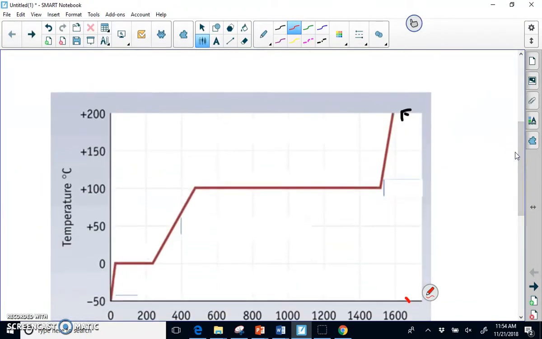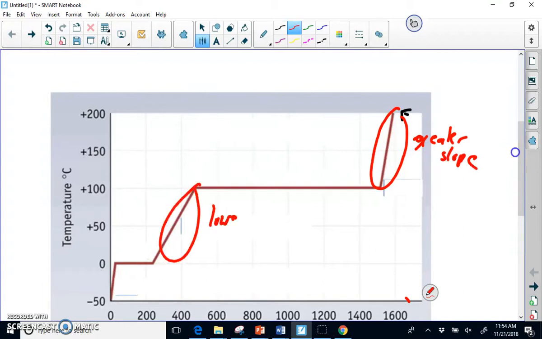So if we take a look here, the slope of this line has a greater slope than the line here. There's a lower slope here, and the question is why? In that spot, you need to write that the slope of the graph is related to the specific heat. And you say, but miss, it's the same substance. But you notice that the temperature here is rising faster than the temperature here. That's why the slope is greater.